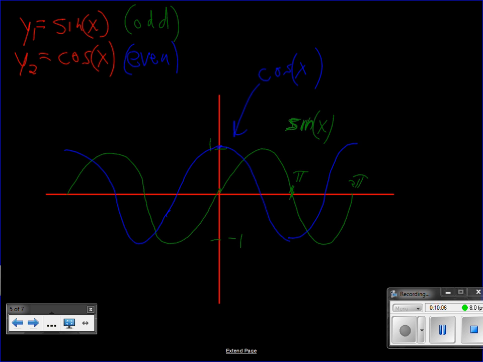Again, they both have periods of 2 pi, meaning they repeat every 2 pi radians. When we're in calculus, we'll use radians. They have an amplitude of 1. So if I ask for the range of these functions, f of x for both of these is greater than or equal to -1 and less than or equal to +1.